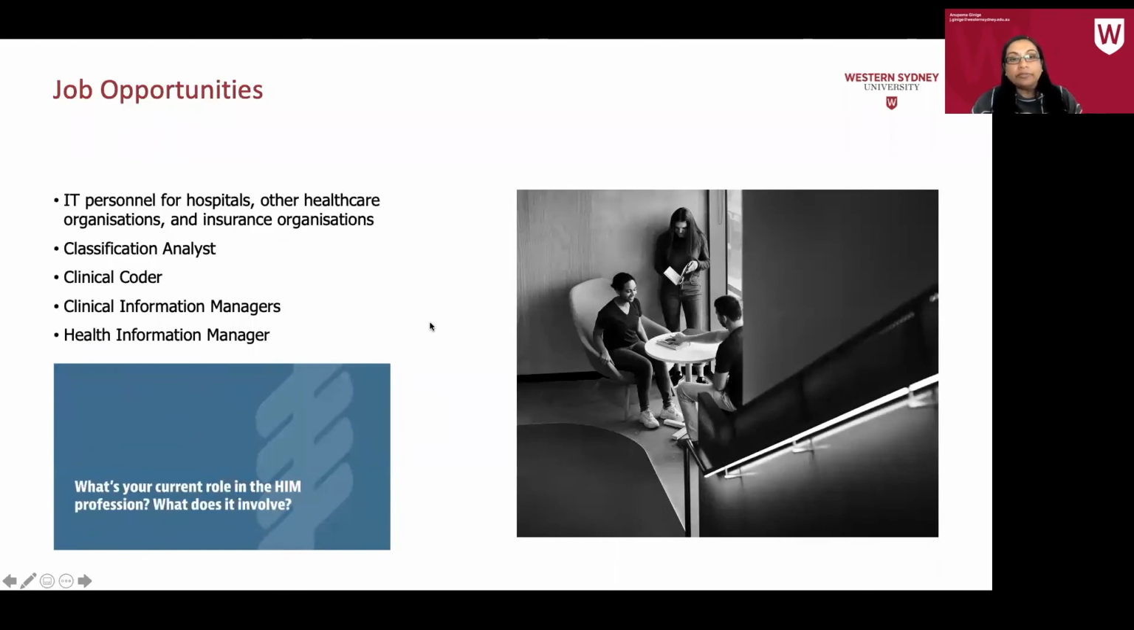Now, on completion of this degree, there are a number of job opportunities that you can apply for. These include IT personnel working within hospitals or any healthcare organization and insurance organizations. You can imagine these sectors will be in business for many years to come. As these organizations go digital and we use more computers, there is a big demand for people with technological skills as well as the subject domain skills that are needed.